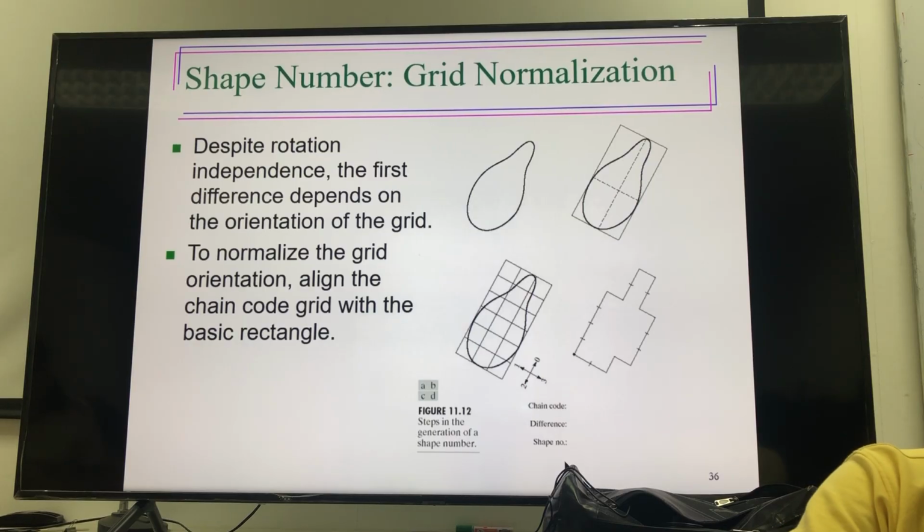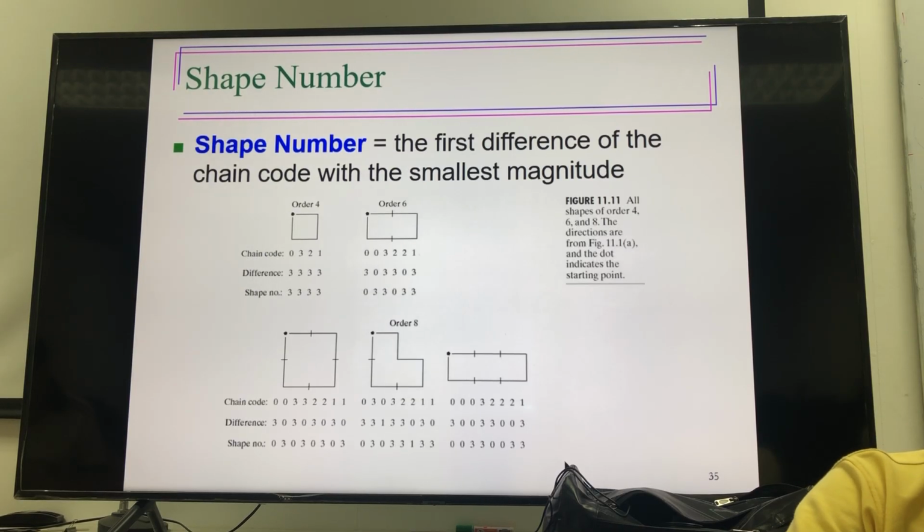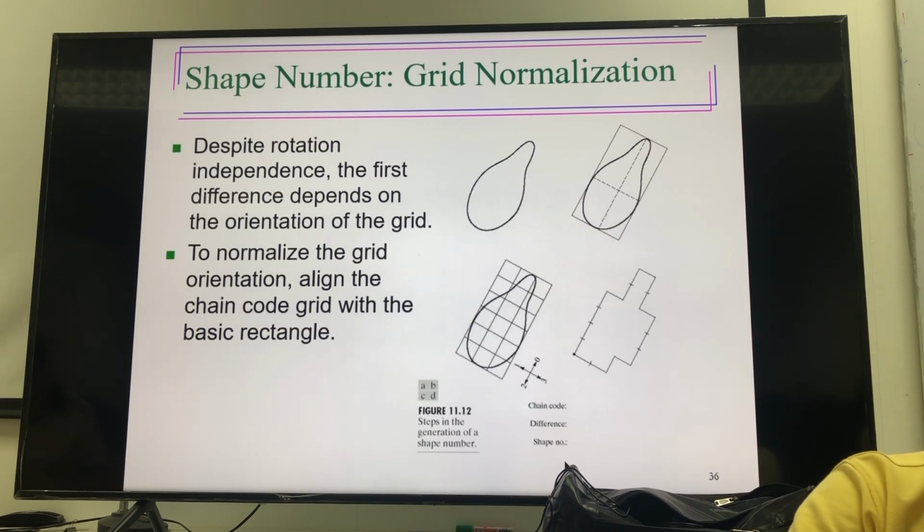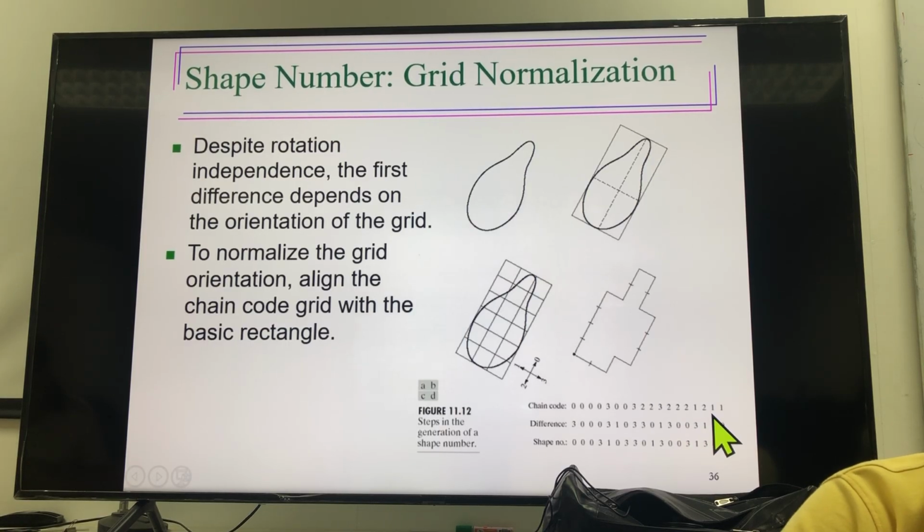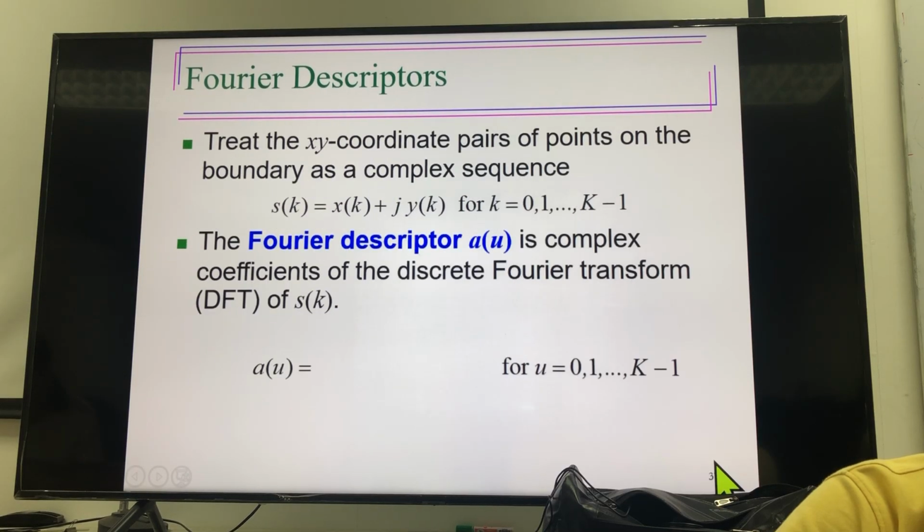Alright, next, like I said, we can do grid normalization. If you got a curve and we do grid normalization, and then we start with the chain code, we already explained that. Last but not the least is the Fourier descriptor.